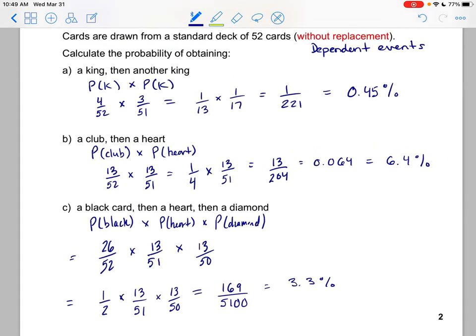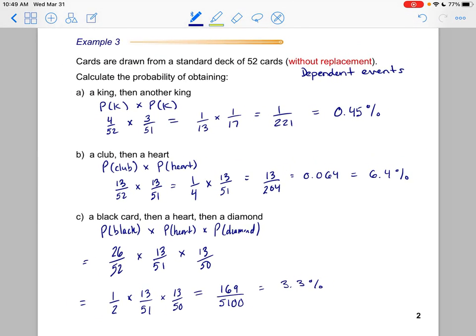Right, so we had dependent events here, where basically every time we've done something, it changes the probability of that next thing happening. And drawing cards is a really straightforward example of seeing that.